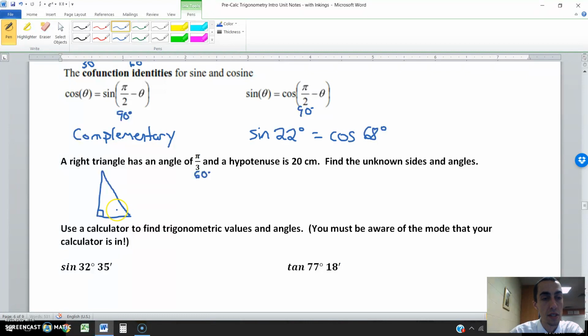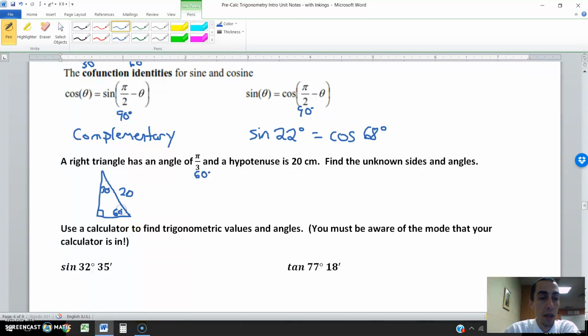This right triangle has a 60-degree angle in it. Since we know two angles, we can figure out the third angle, and so that of course must be a 30-degree angle up there. It's got a hypotenuse of 20 centimeters, so the side across from the right angle is 20 centimeters. We need to find all the unknown sides and angles. Let's use some right triangle trigonometry to help us.